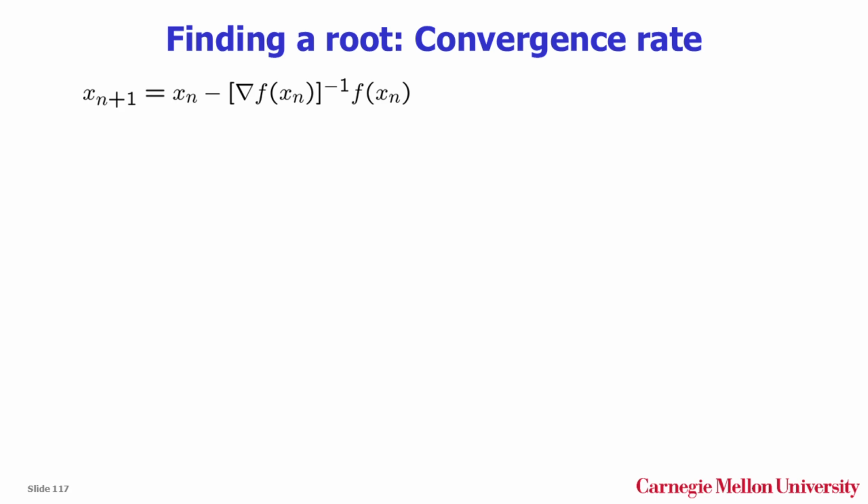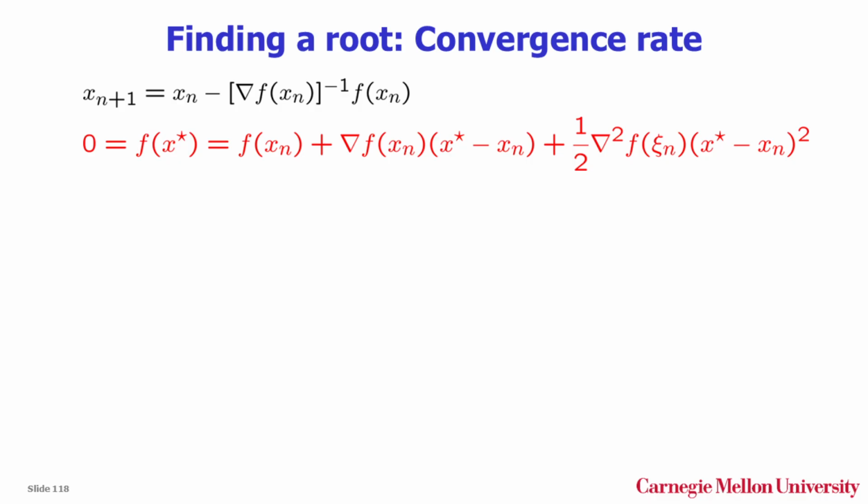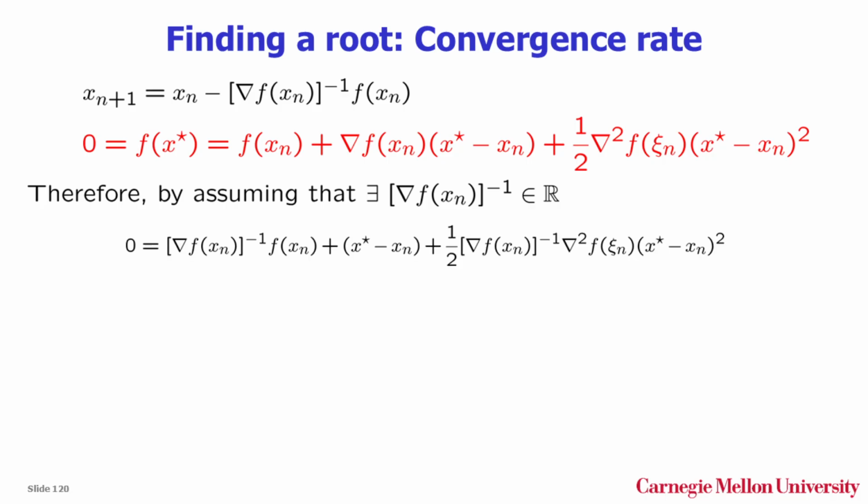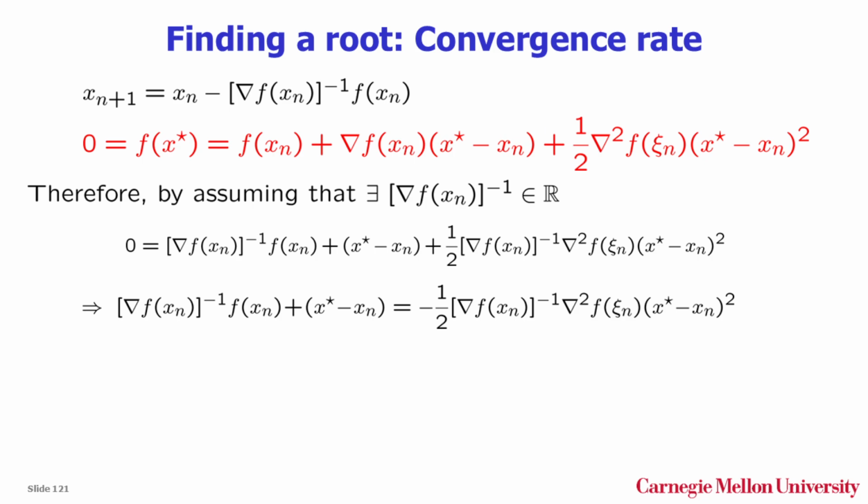By Newton's update rule, xn plus 1 equals xn minus f of xn divided by the derivative of f at xn. As discussed earlier, we also have this Taylor expansion. Assuming that the derivative of f at xn is not 0, we can multiply both sides of the Taylor expansion by the inverse of the derivative of f at xn. By rearranging the terms, we obtain the desired expression.